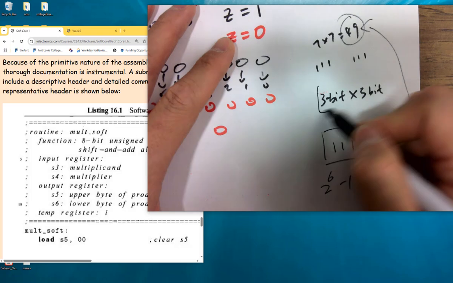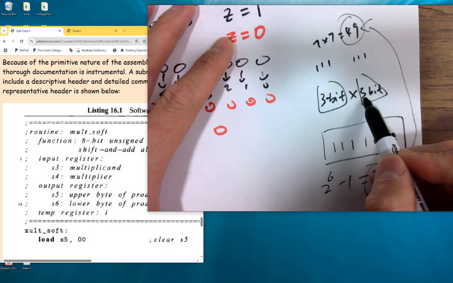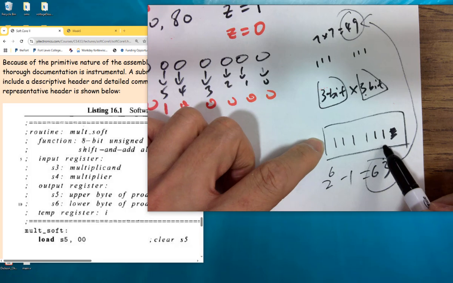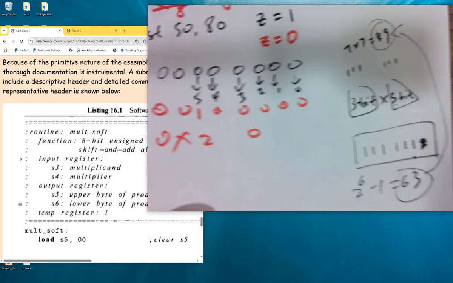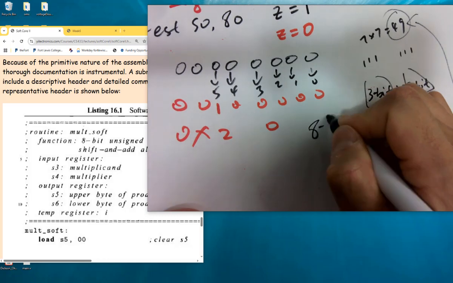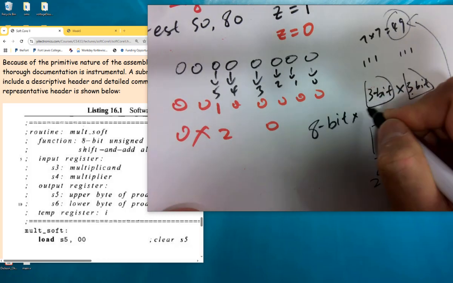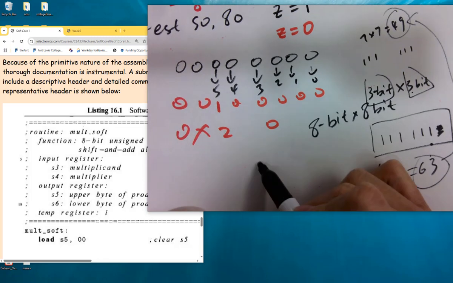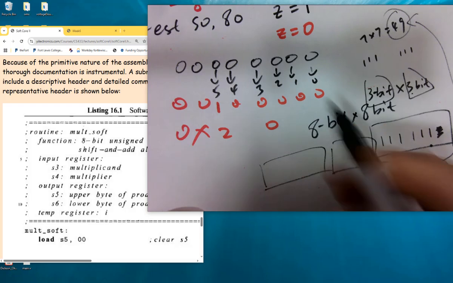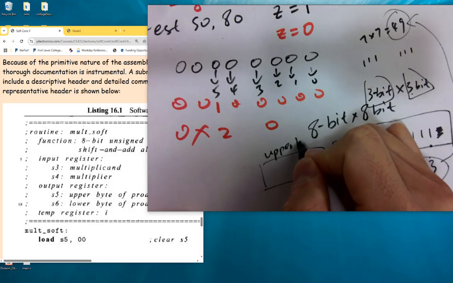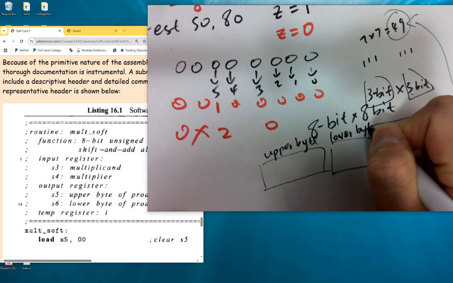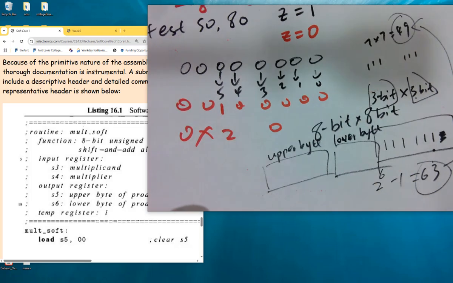So eventually, if you have 3 bits, you probably need 3 plus 3 bits for the product. It could be applied to other numbers of bits. We can test it easily, but I think if we have an 8-bit number times an 8-bit number, we should have 2 bytes for the product, the upper byte and lower byte. So we need 2 bytes to hold the product.